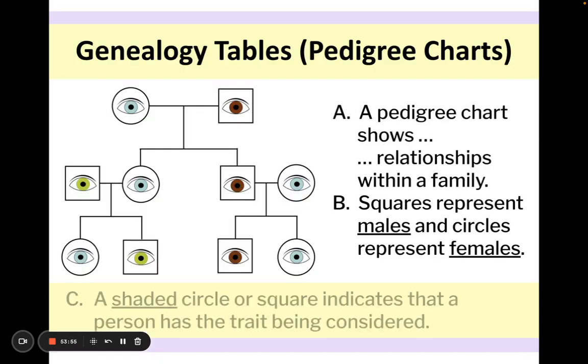So let's talk about pedigrees. I kind of mentioned pedigrees. It's kind of like a family tree, but we're tracking a specific trait that is being expressed within the family through generation and generation. And if you're a circle, then you are a female. If you are a square, you are a male, okay?